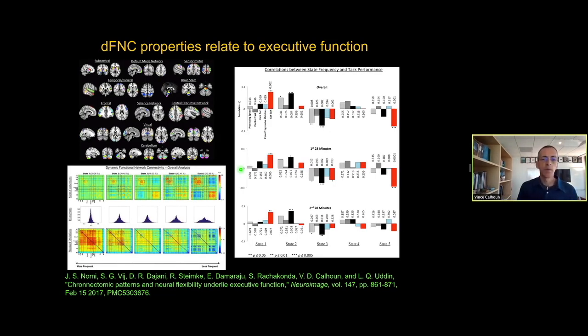This is some data from Lucina Uddin's group and Jason Nomi, looking at executive function in the Human Connectome data, and they found, for example, consistent links between certain states and certain executive function tests. So, for example, here in this red case, you see for the first half and second half of the data, as well as the entire data set, it was highly consistent and significant.